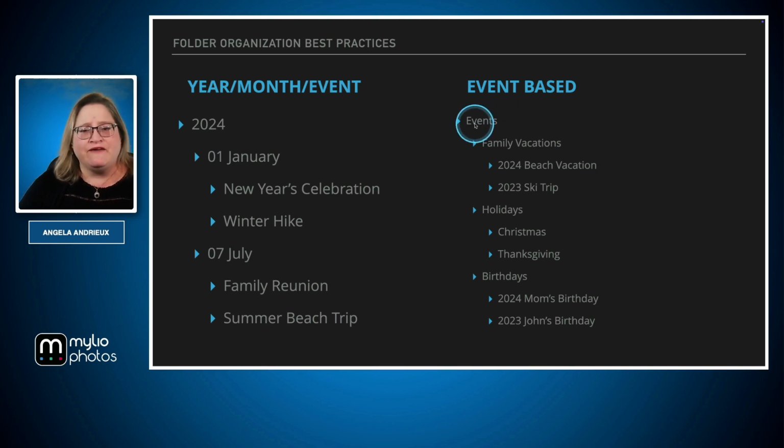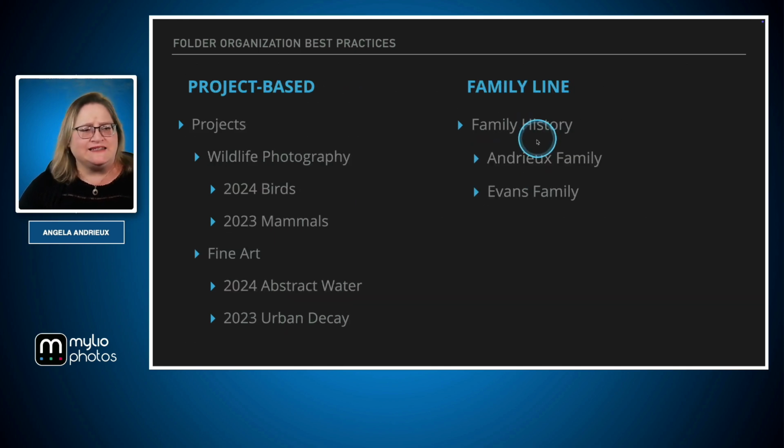So in this case, your top level folder would be events, and then you might have a subfolder for family vacations, for holidays, for birthdays, and then different options underneath that. So like under Christmas, you might even have another subfolder that is 2023 Christmas, and then you'll have one for this year, 2024 Christmas. Whatever works for you in that. And that's one way you can kind of break those up and have things categorized by event.